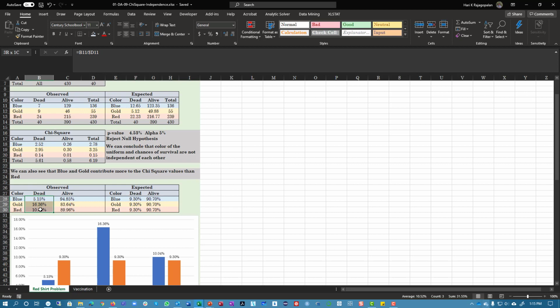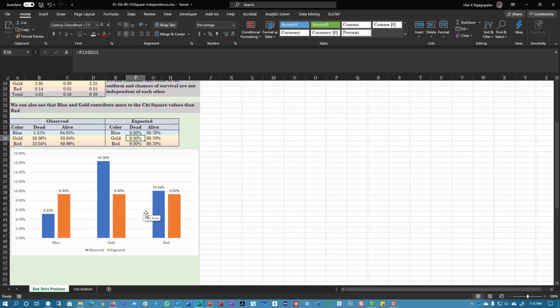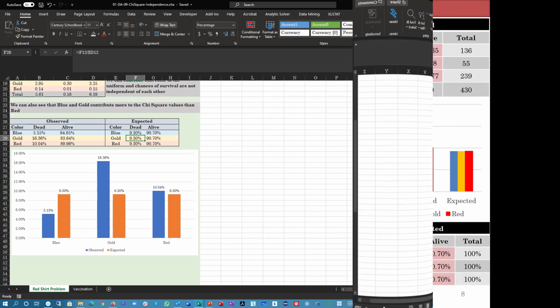And you'll notice here is your observed value. And this is what is expected if shirts don't matter. So it's 9.3%. And you'll notice red shirts are dying at about the same rate. Blue shirts are less likely to die. And gold shirts are actually the ones more likely to die. So this is essentially how you set it up in Excel. Let's go back to PowerPoint. Okay, now back to PowerPoint.